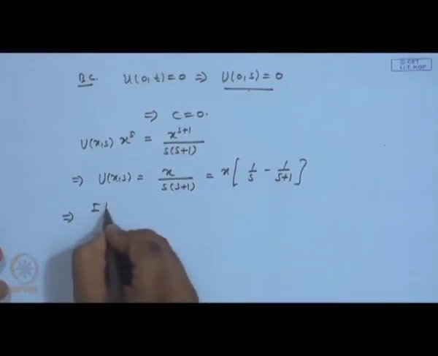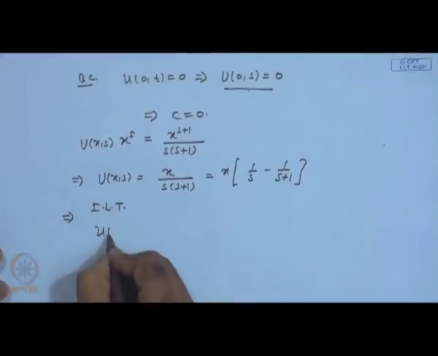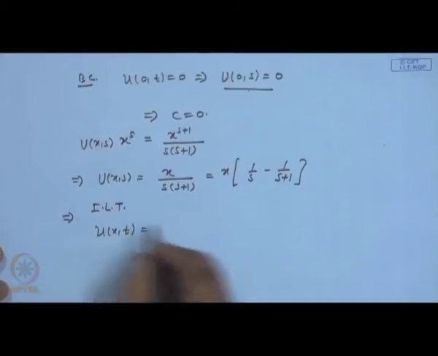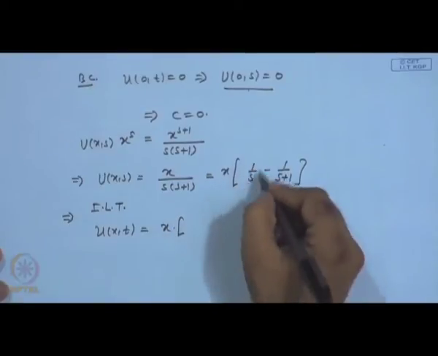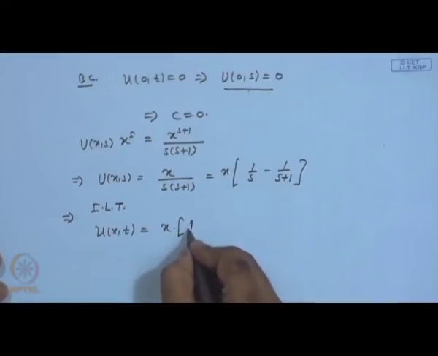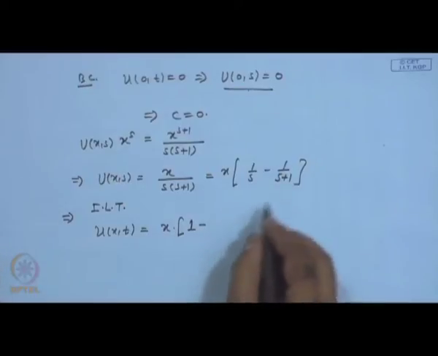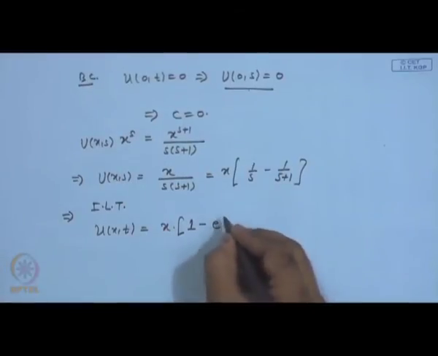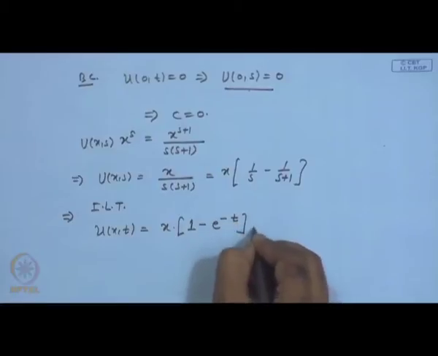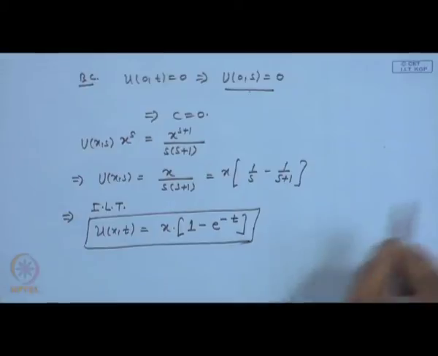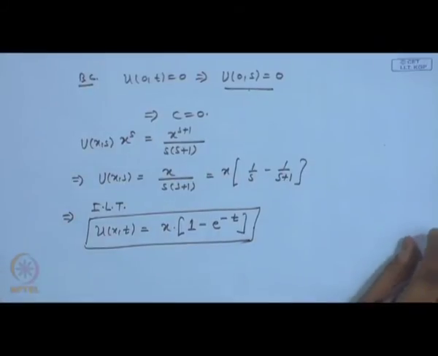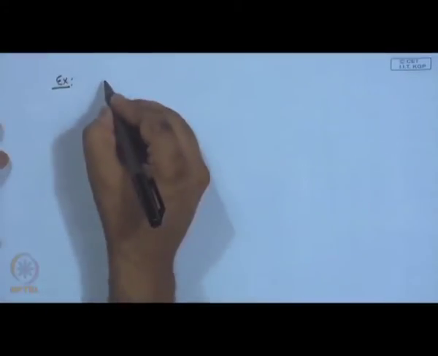Now, taking the inverse Laplace transform, we get u(x,t) as x times the inverse Laplace of 1 over s, that is 1, minus the inverse Laplace of 1 over s plus 1, which is e to the power minus t. So, this is the solution. We consider one more example of a similar kind of first order partial differential equations, and then we will move to the second order differential equations.